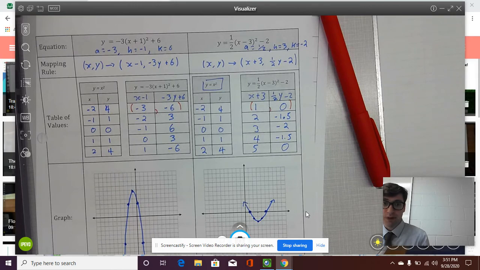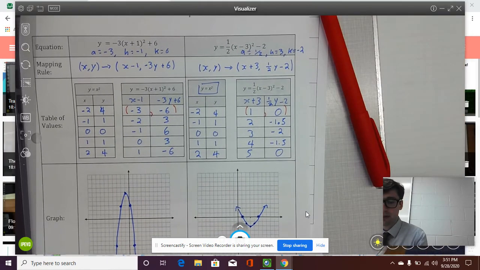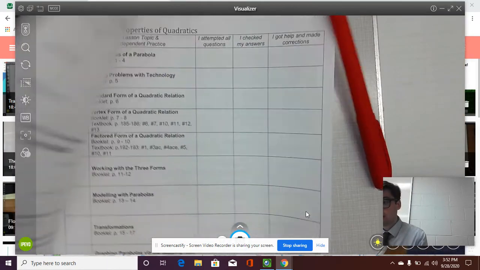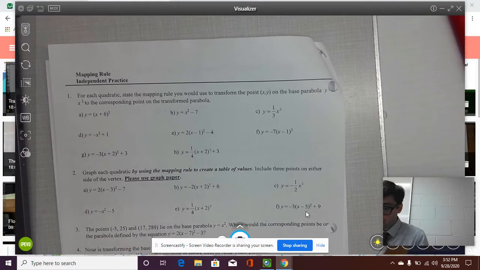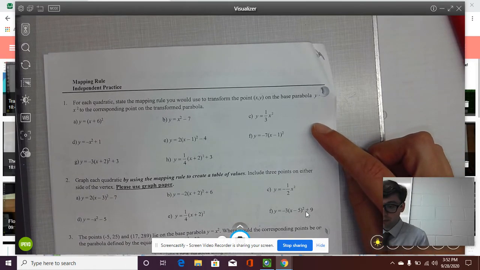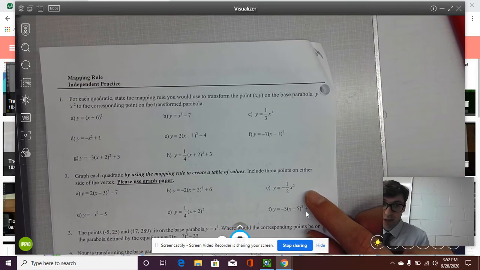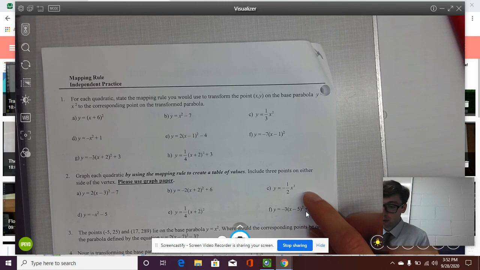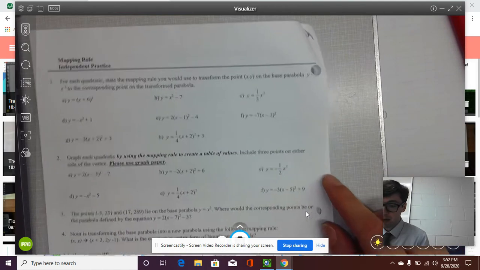You're going to have to do a lot of these problems on a separate piece of graph paper, maybe just 1 problem per page or 2 problems per page. You'll need lots of space. So your homework for the first one, problem 1, all I want you to do is write the mapping rule. You don't need to graph it. For the second one, I want you to use the mapping rule to make your table of values and then graph the parabola on graph paper. And then just a couple of challenge questions.